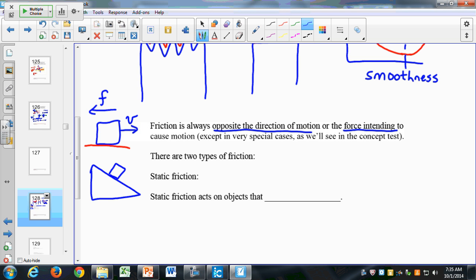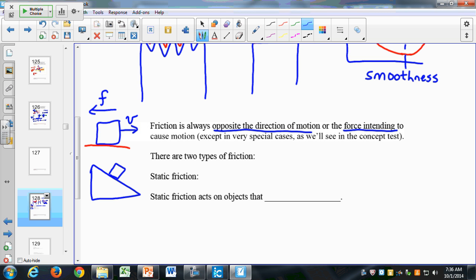Right, in this case, it's not moving. We'll say that it's just stationary there. But what will be the direction of the frictional force in this case? Would it be down the inclined plane or up the inclined plane? It is going to be up the inclined plane, because this object would tend to move down.